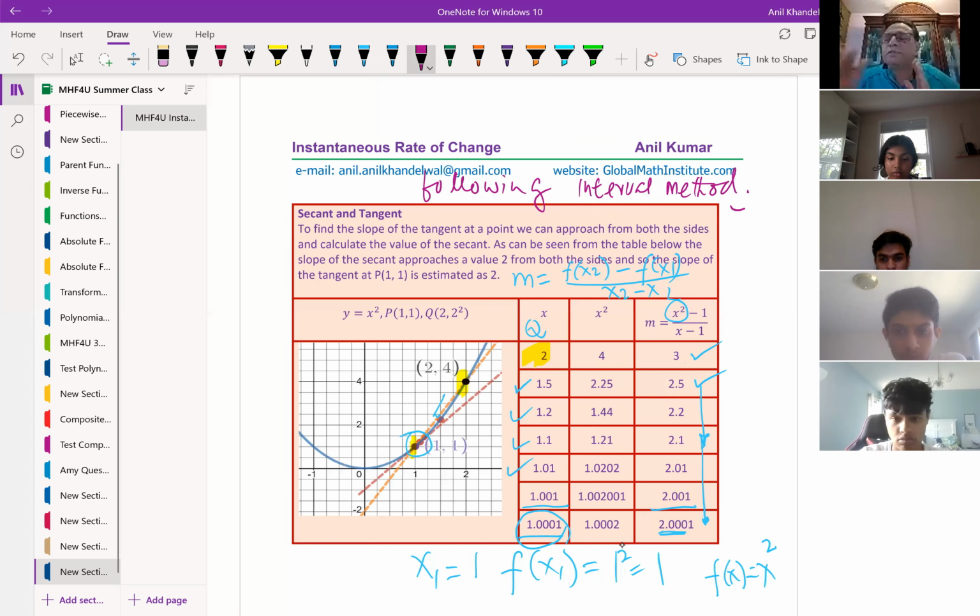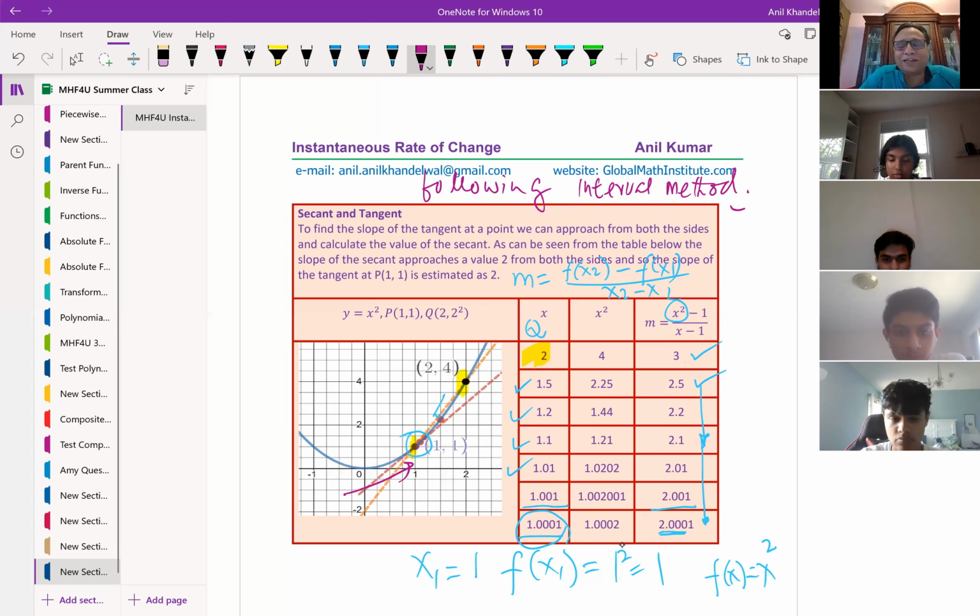So we found the secant slope and then reduced the gap between the two x values, delta x, making it approach 0, but we approached from the right-hand side. We approach from the right-hand side, and therefore this method is called the following interval method. Is this clear? We could have actually approached from this side also, right?